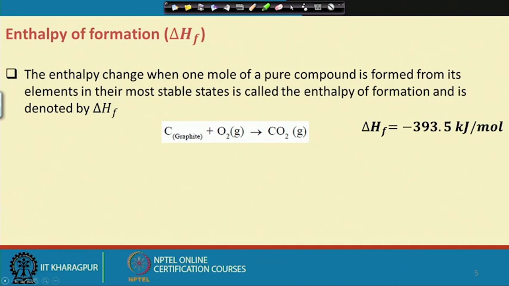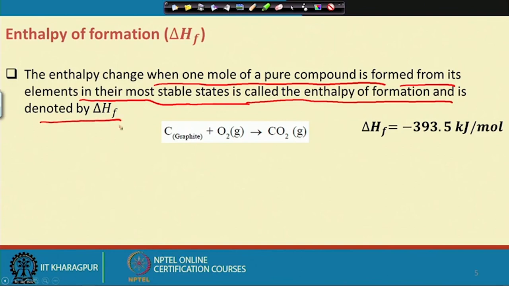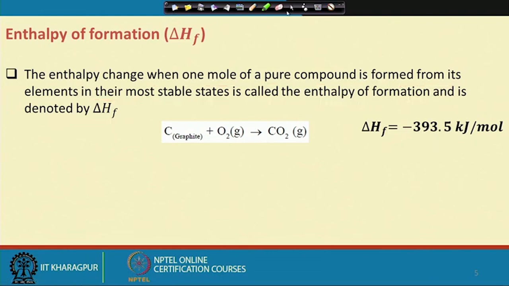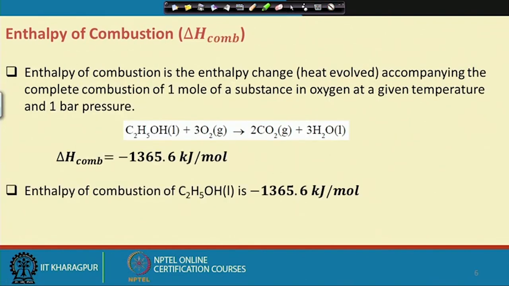Now, the heat of formation, or enthalpy of formation, is the enthalpy change when one mole of a pure compound is formed from its elements in their most stable state, and is denoted as ΔHf. When graphite burns in the presence of oxygen, it produces carbon dioxide, which is quite a stable form, and the heat of formation is -393.5 kilojoules per mole. Now, that is the enthalpy of formation.